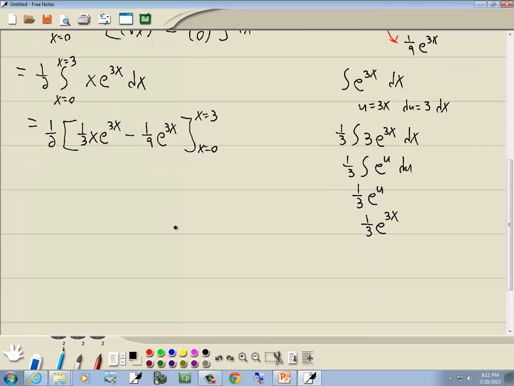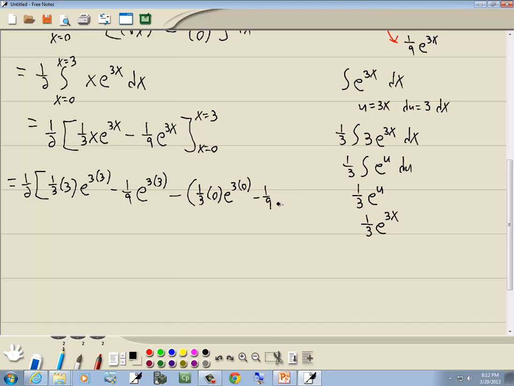Well, now we're ready to plug those in. 1/2 stays out in front. So I'll plug 3 in for the x. So I got 1/3 times 3 e to the 3 times 3 minus 1/9 e to the 3 times 3 minus, now I'll plug the 0 in for the x. So I got 1/3 times 0 e to the 3 times 0 minus 1/9 e to the 3 times 0.